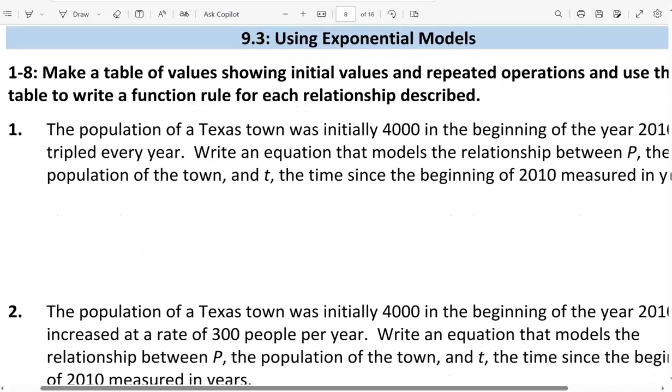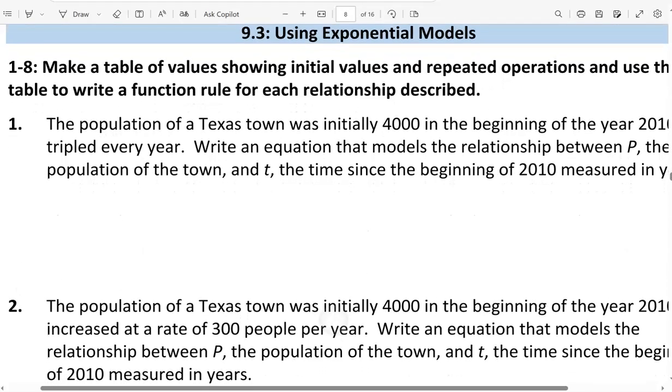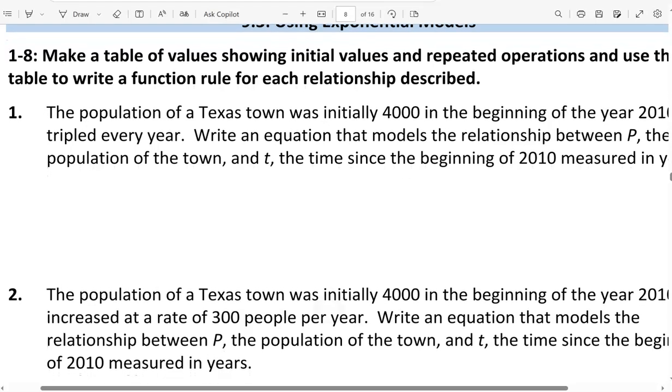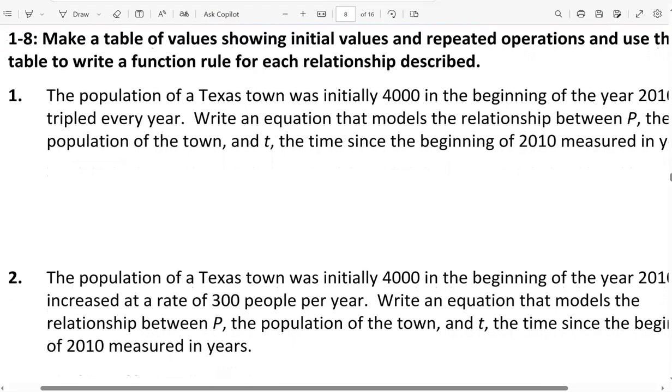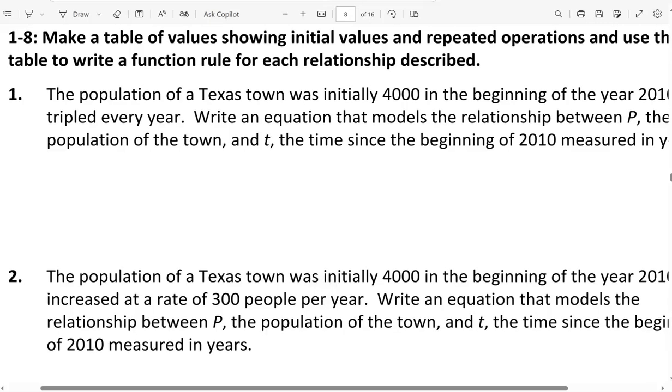This is a video walkthrough for practice 9.3 using exponential models. In 1 through 8, we're asked to make a table of values showing initial values and repeated operations, and then use that table to write a function rule for the relationship that's described.